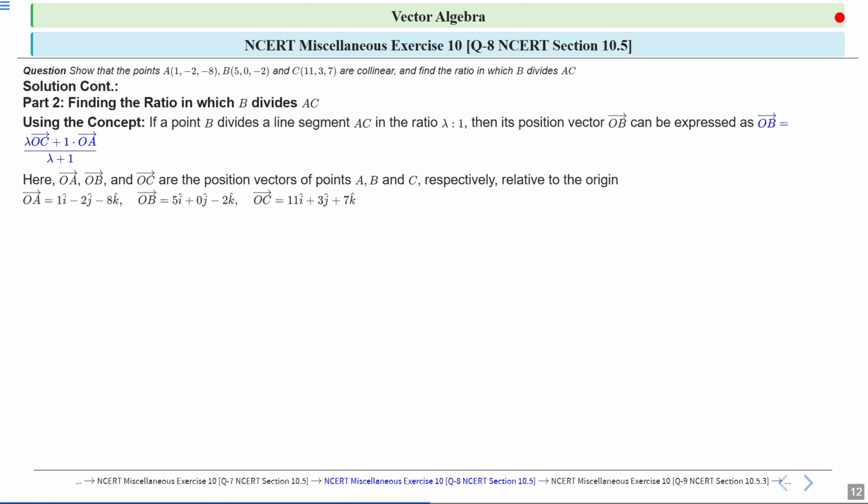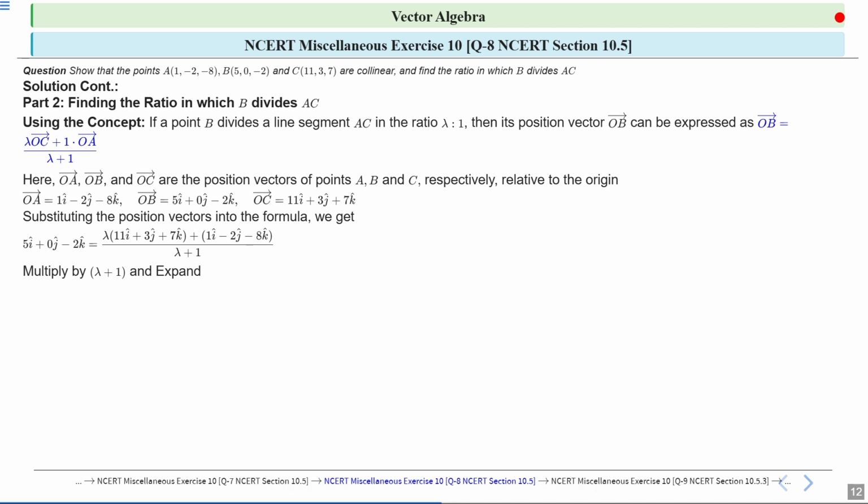So OA vector will be equal to 1 i cap minus 2 j cap minus 8 k cap. OB vector is equal to 5 i cap plus 0 j cap minus 2 k cap, and OC vector is equal to 11 i cap plus 3 j cap plus 7 k cap. Now substituting the position vectors into the formula, we get 5 i cap plus 0 j cap minus 2 k cap is equal to lambda times 11 i cap plus 3 j cap plus 7 k cap plus 1 i cap minus 2 j cap minus 8 k cap upon lambda plus 1. Now multiply by lambda plus 1 and expand.